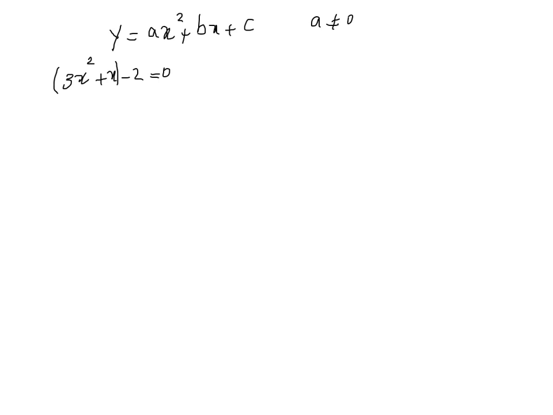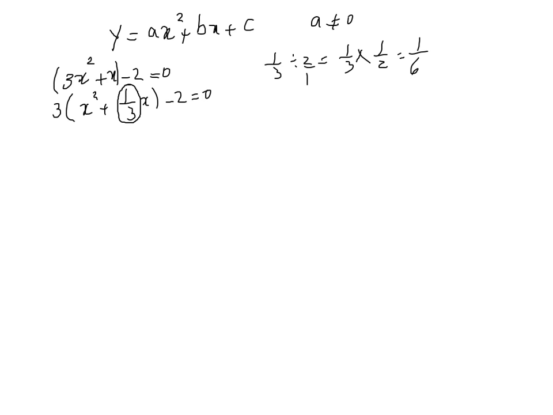Now I'm going to factor out 3 because the leading coefficient has to be 1, so it's going to be 3 times x squared plus 1 over 3 x, minus 2 is equal to 0. Now divide the coefficient of x, which is 1 over 3, by 2. Remember, 2 is 2 over 1. So 1 over 3 times 1 over 2 is 1 over 6. Square this one. Square of 1 over 6 is going to be 1 over 36. So add and subtract 1 over 36.